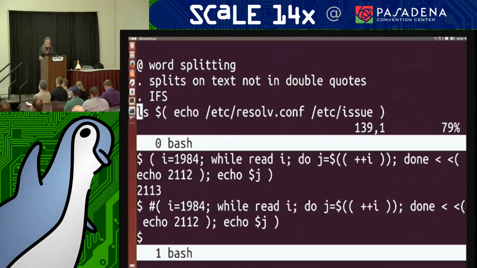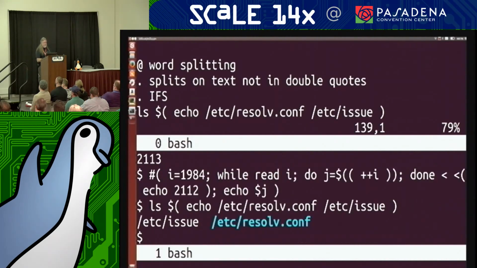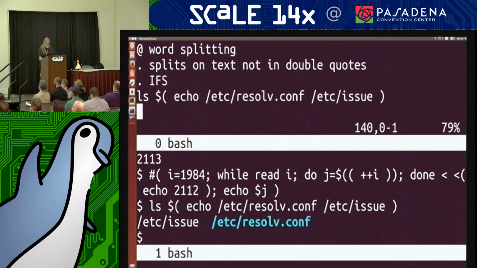And then the example I give here. What happens with that is that the echo sees the string of file space file, but it doesn't see them as anything other than letters and a space and letters. Echo sends those out, and then the word splitting takes place, and ls is given 2 arguments: etc issue and etc resolv.conf as 2 different arguments. But it's taking place, as I say, in the shell.